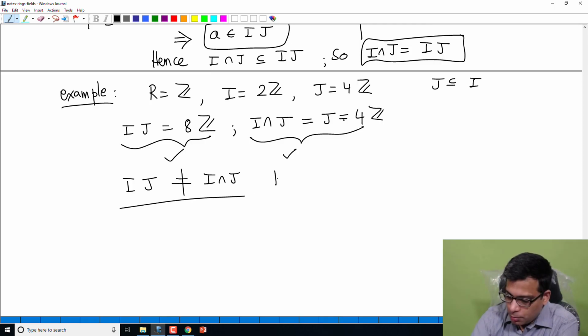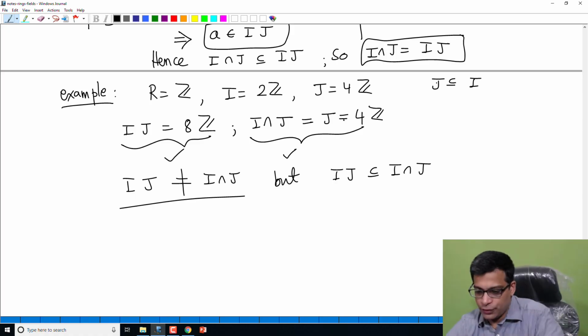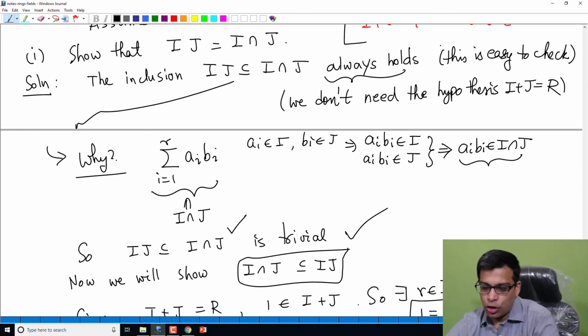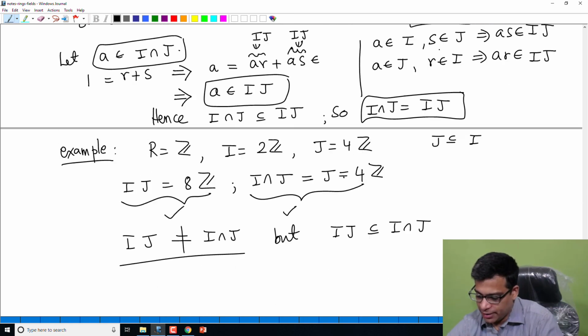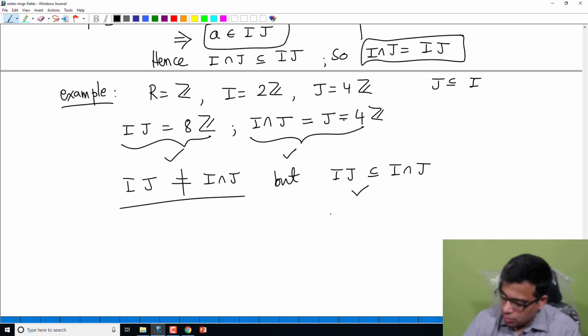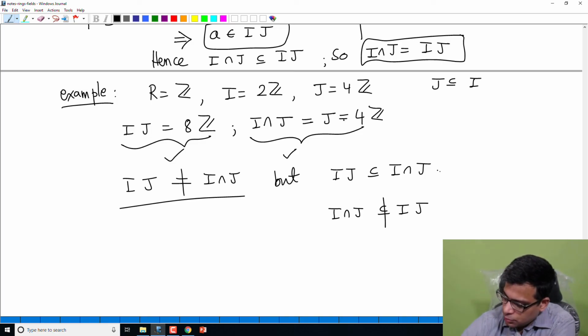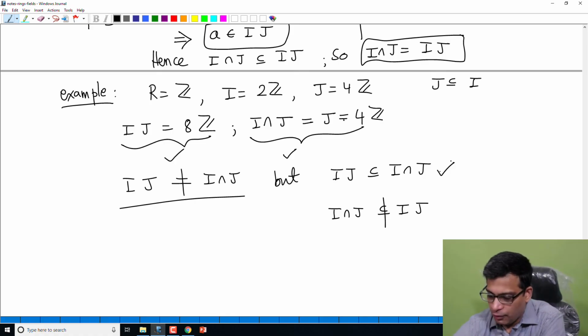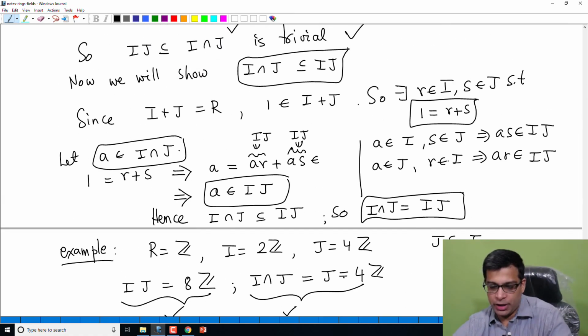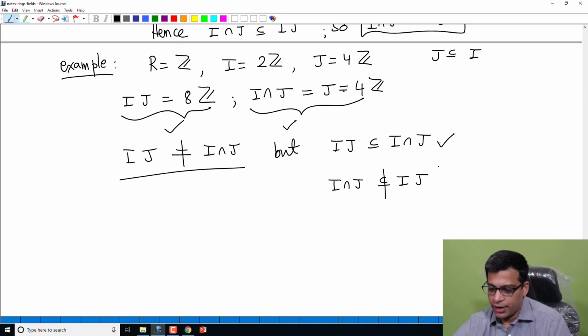But one inclusion always holds. IJ, which is 8Z, is contained in I intersection J. What always holds is that the product is in the intersection. That we have. What we don't have is I intersection J contained in IJ. So this does not happen, but the other inclusion always holds. And the question here is, why does the argument in the problem not work?